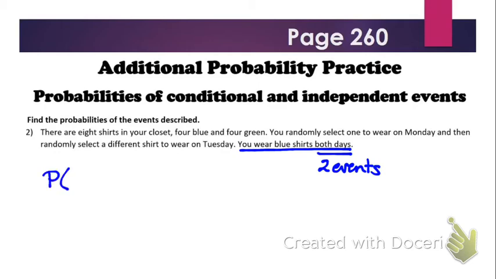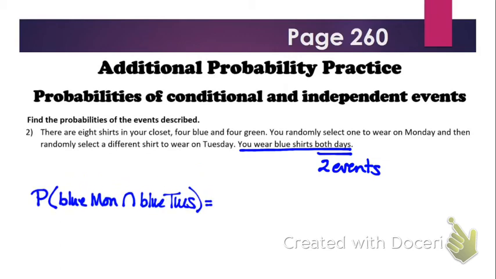So we want to know the probability of blue on Monday and the probability of blue on Tuesday. How many shirts do you have to pick from? 8 shirts. So there's a 50% chance on Monday. There's 4 blue shirts out of 8 shirts. But would you rewear the same shirt on Tuesday? Well, what does it say here now? So now you have a 25% chance.